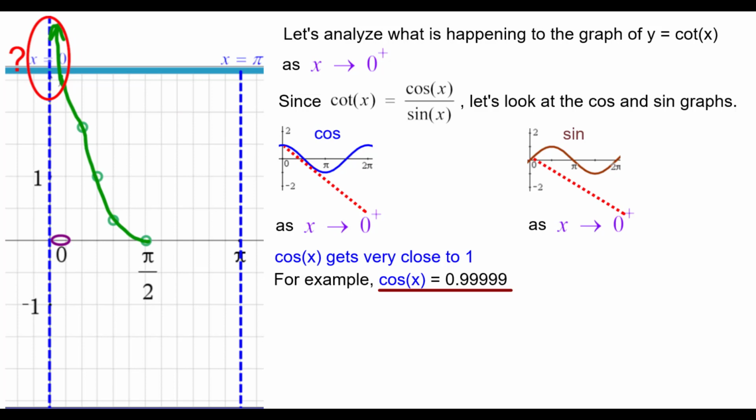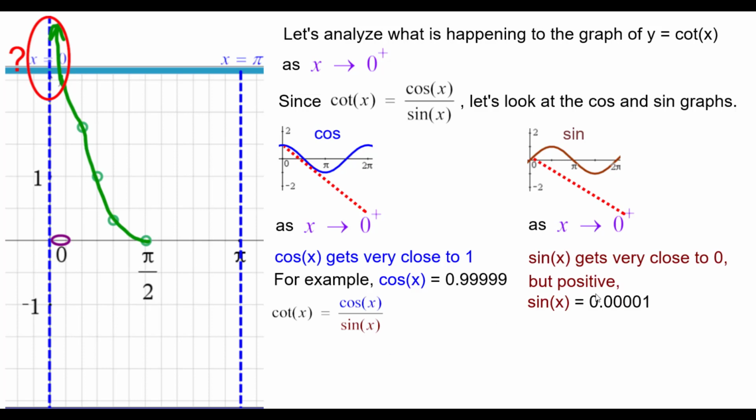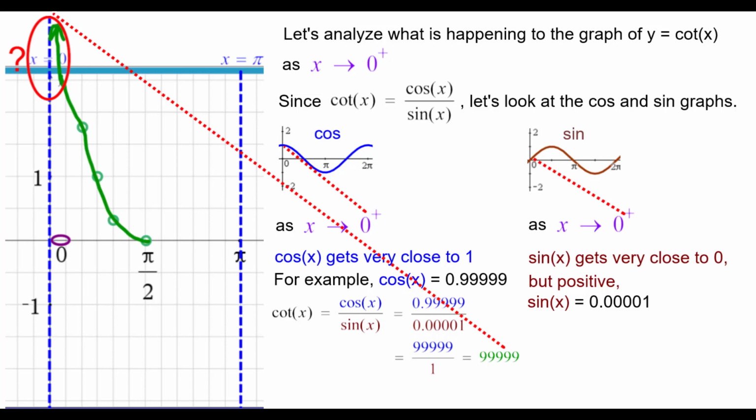Another example, the cosine could be 0.9999, really close to 1. And the sine could be also close to 0, like 0.00001. And when we divide those two numbers, we get a whopping big number, 99,999, which is almost off the charts.